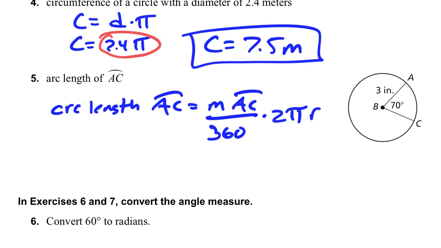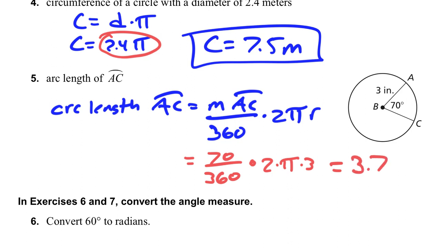So let's fill in what we know. Equals. The measure of the arc is that 70 degrees. So I'm going to take that divided by 360. It's like a proportion, right? 70 degrees out of the 360. And I'm going to multiply that proportion times 2 pi r, which just so happens to be the circumference. So I'm going to say 2 times pi times the radius, which is 3. I'll put all that in the calculator, and I'm going to get roughly 3.7 inches.